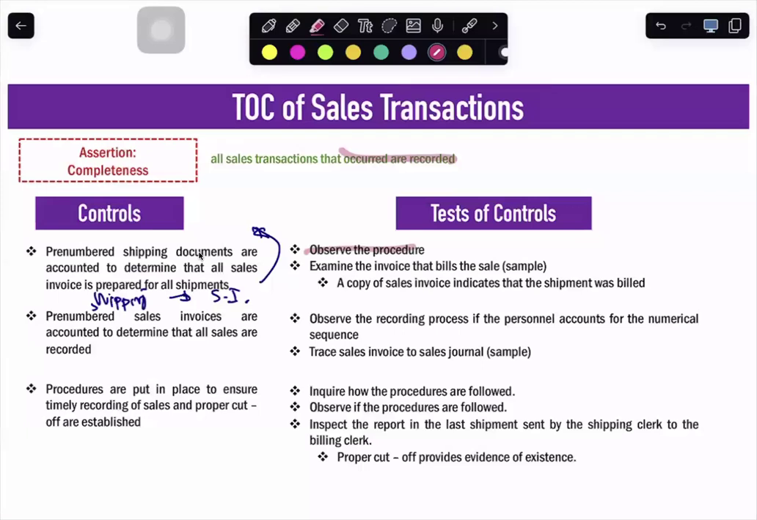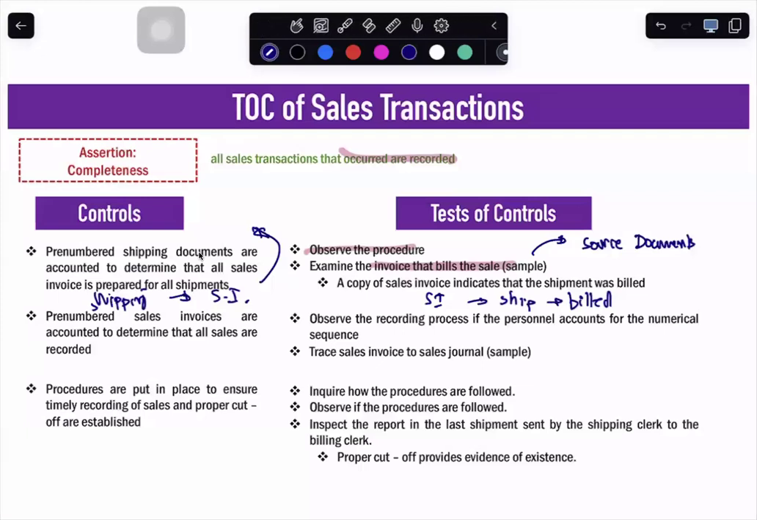That once they issue the sales invoice, it also follows the pre-numbering. At the same time, you examine the invoice that bills the sale. So always remember, you try to connect this one with the other source documents. So you look at whether a sale was properly shipped, and whether this proper shipment was billed. Okay? So paikot-ikot lang siya. Kung na-ship siya, dapat na-bill siya. Kung na-bill siya, dapat may sales invoice. So you try to trace the sales invoice to the shipment and to the billing.